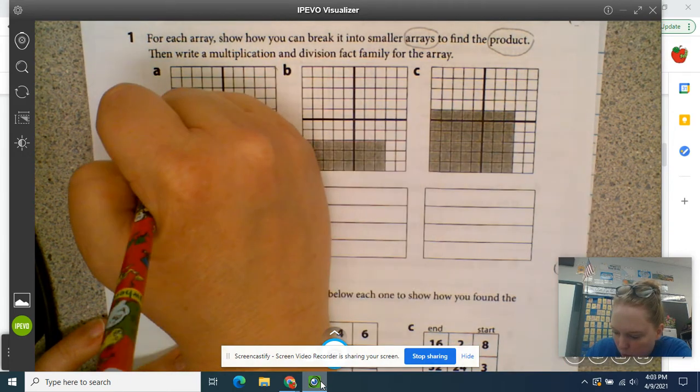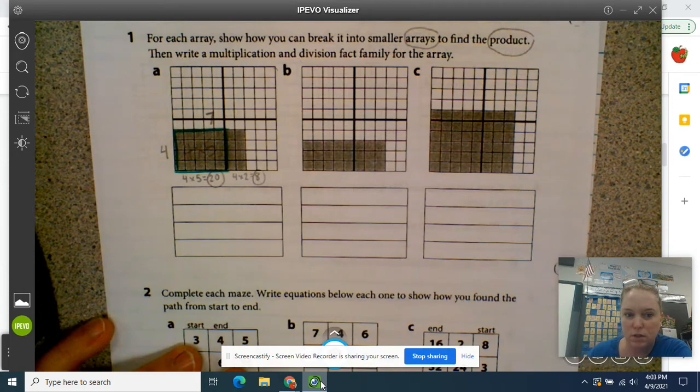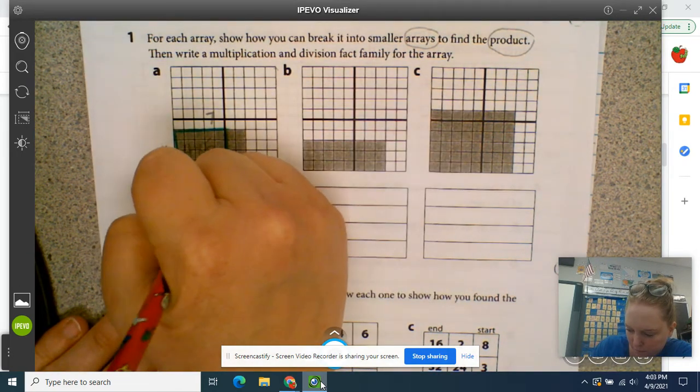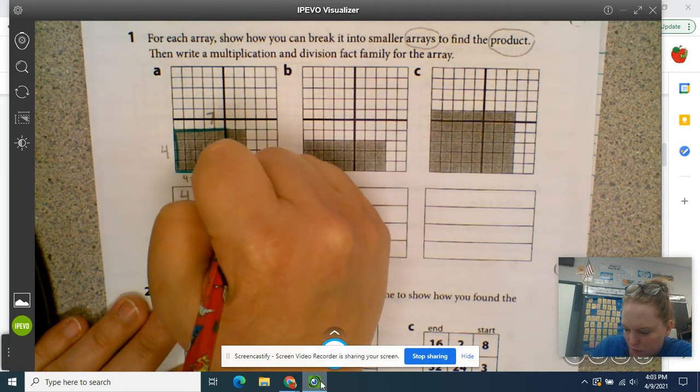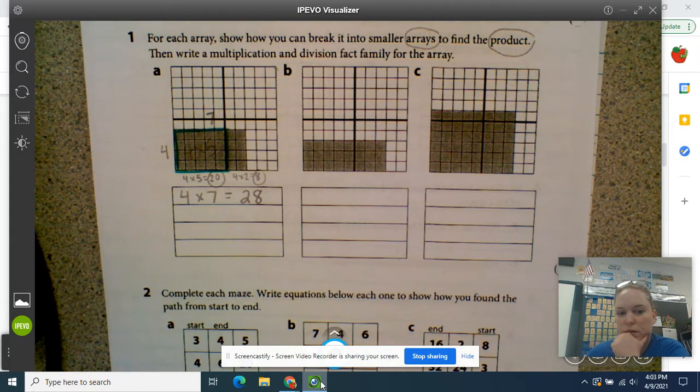Now I can combine that. So I have a 4. The whole thing is a 4 by 7. So now I know that 4 times 7 equals 28, because I combined the two smaller arrays.